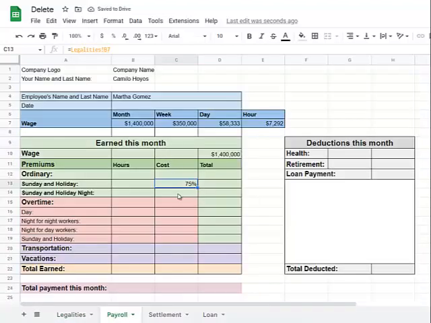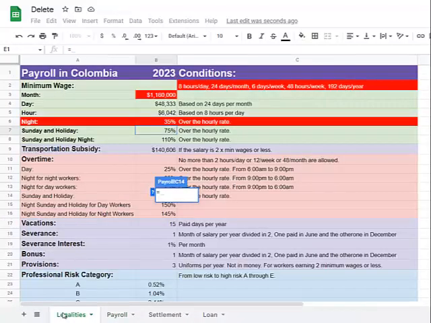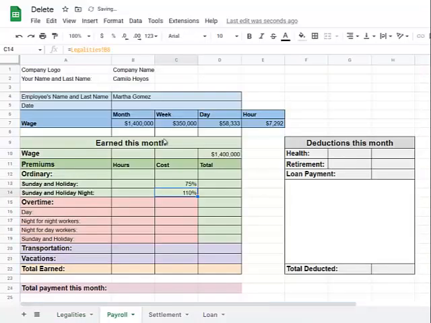So I click there, hit enter. Then Sundays and holidays night. I click there, equals, go to legalities. Sundays and holidays night is this one at 110%. Enter. Now let's go to the overtime hours.